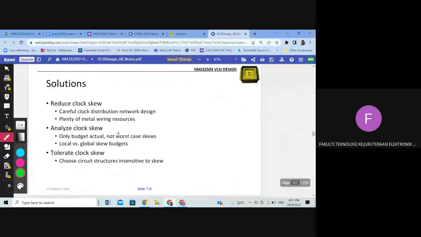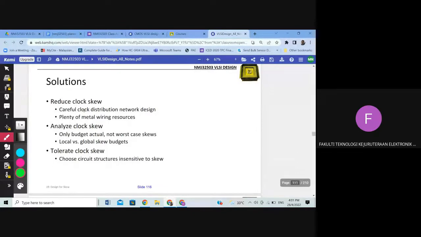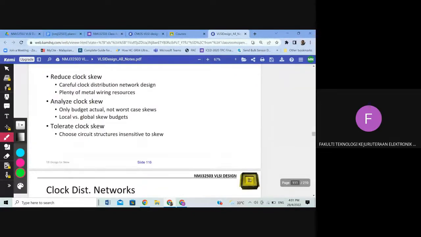So how do we reduce clock skew? This is the suggestion based on the experience of designers. Careful clock distribution network design. Use plenty of metal wire resources. Analyze the clock skew. And also choose circuit structures that are insensitive to skew. That's another method. So we have three ways to deal with clock skew, and to reduce it, we have two ways here.